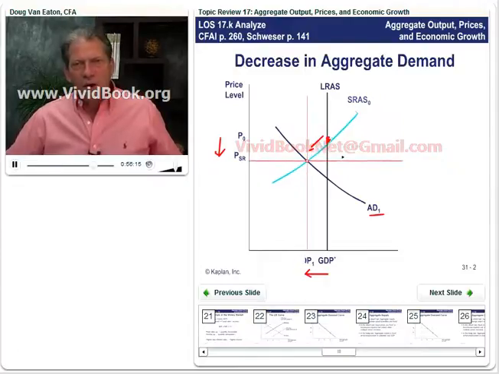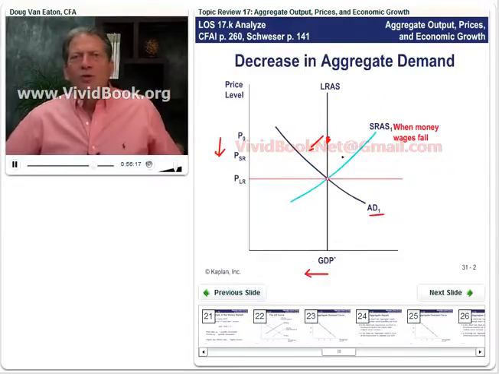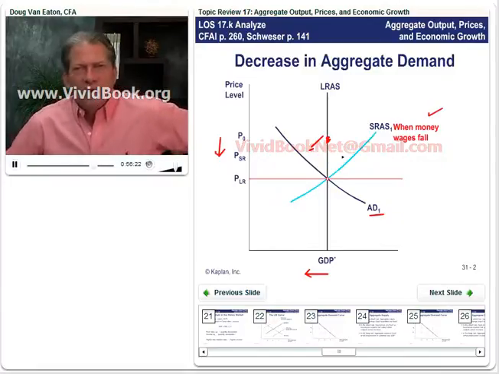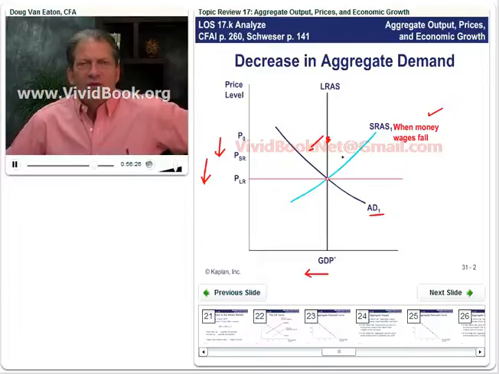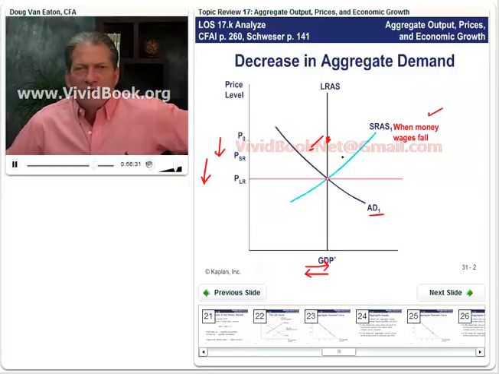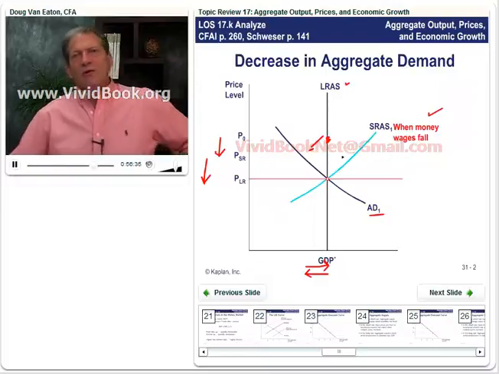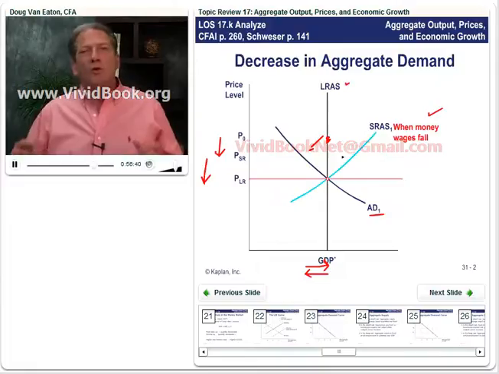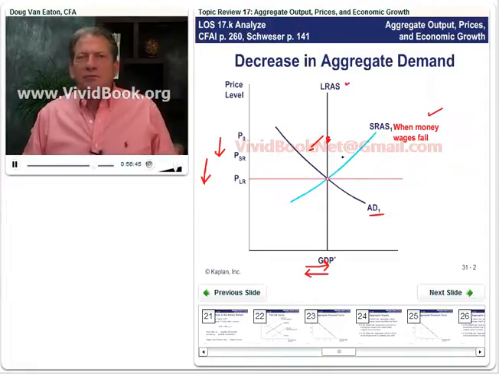Input prices fall. Short-run aggregate supply shifts out to the right, increases, as money wages fall. Prices fell again, the price level fell again, but we got right back to where we started on long-run aggregate supply at full employment. So that's the equilibrating mechanism. It's changes in these input prices.